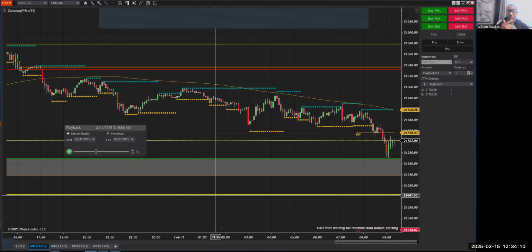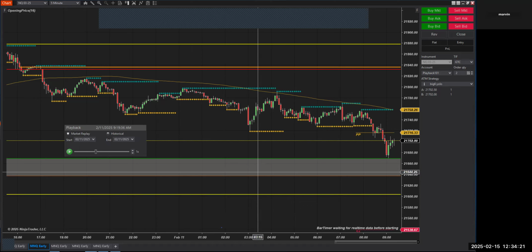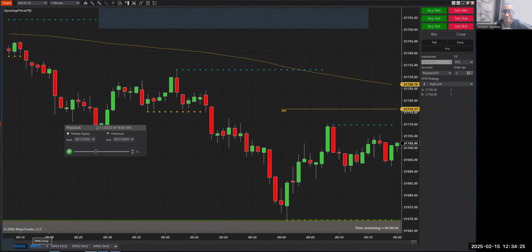So if I see a doji on a 1 minute, I'm looking for the 5 minute to either shoot up or shoot down based on where that doji is on the 1 minute. So that's how I use a 1 minute chart. But yes, you can take trades off of it as well.